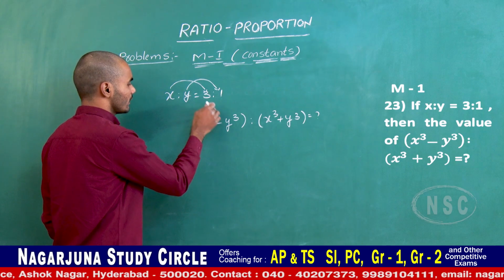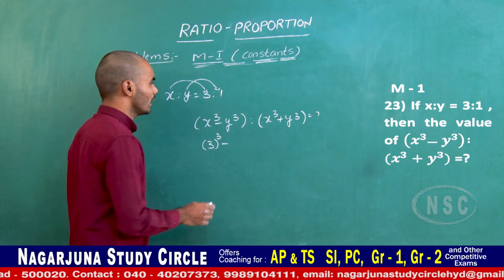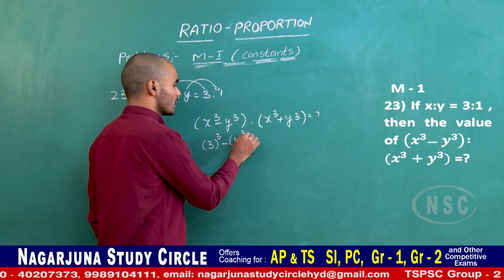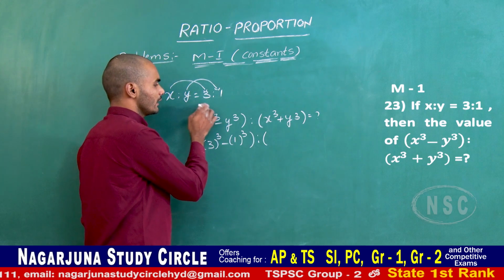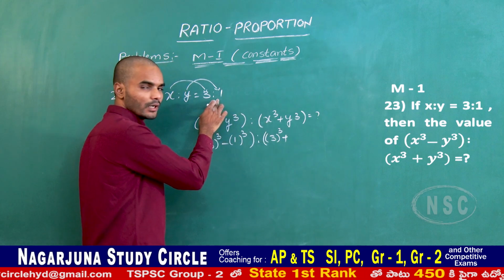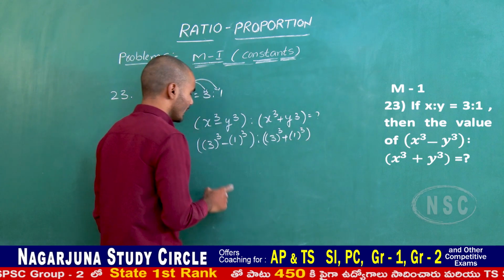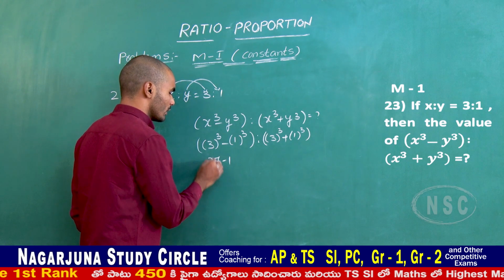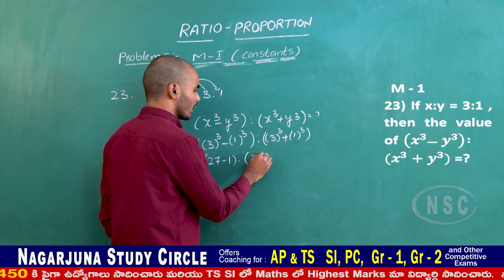So x value is 3, substitute in x cube. It gives 3 cube. And y value is 1, substitute into y cube. It means 1 cube. So x cube means 3 cube, and y cube means 1 cube. Okay. 3 cube 27 minus 1 is to 3 cube 27 plus 1.